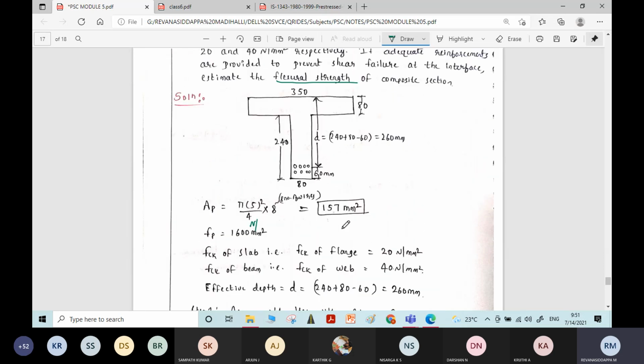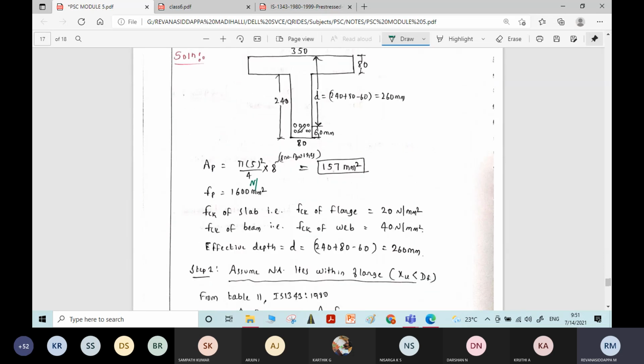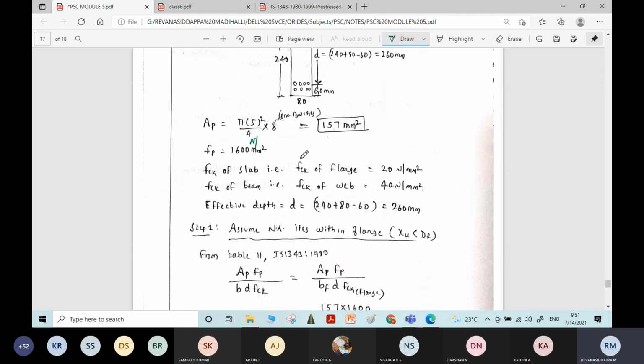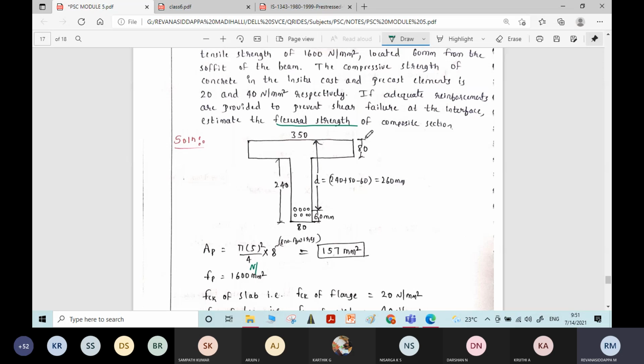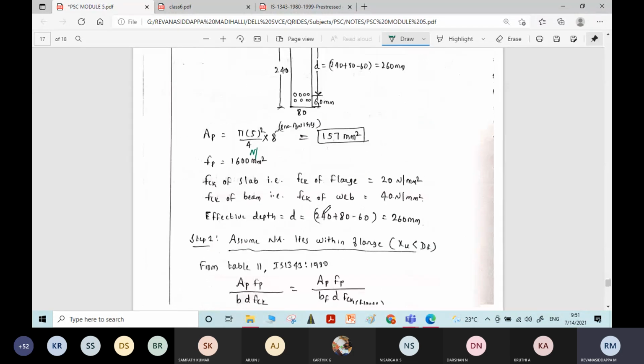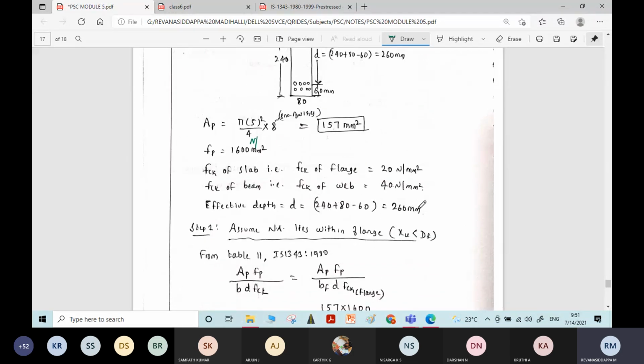Effective depth you can calculate. It is said that the bars are provided at a distance of 60 mm from the soffit. So the effective depth will be overall depth minus cover. Overall depth will be 80 plus 240, minus 60 mm cover. If you do, we will get the effective depth d. So this is the given data.